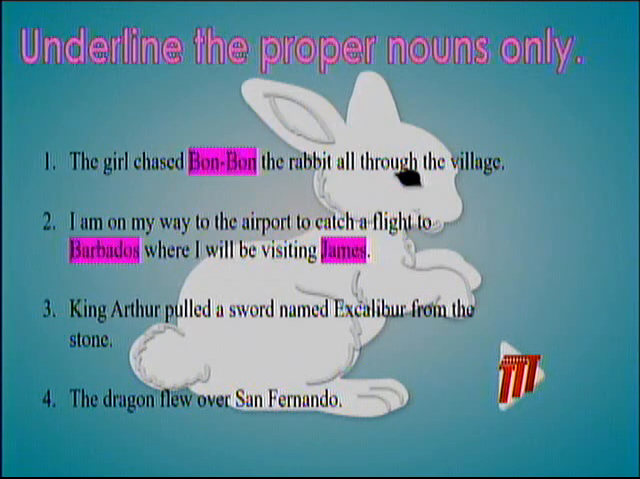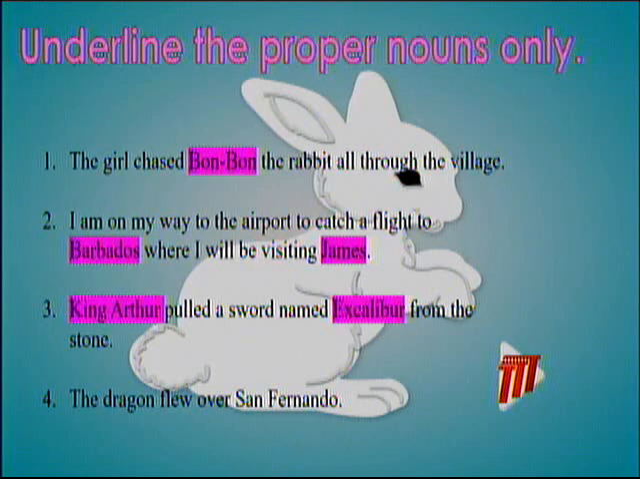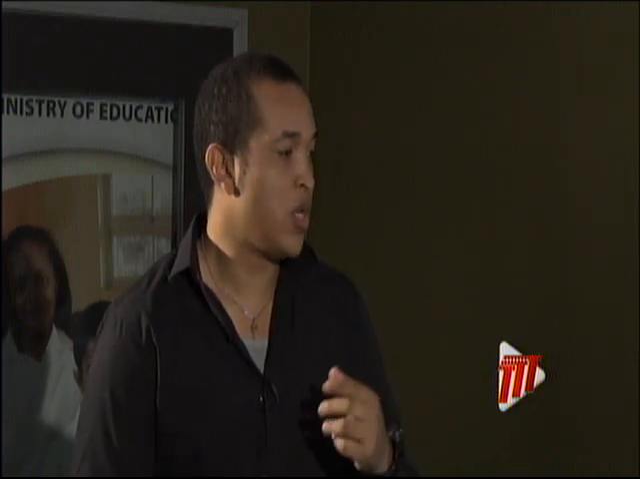Right. So number 2, I am on my way to the airport to catch a flight to Barbados, one specific country, where I will be visiting James. So you may be going to Barbados another time to visit Sally or Michael or Jeremiah. So you have to know who exactly you're visiting when you're going. Number 3, we have King Arthur. So there's one particular king, because you may have any number, pulled a sword named Excalibur. We know that a sword is a sword, but this one has a name, so it's one particular thing. From the stone: we knew from before that sword and stone are also nouns, but they are not proper nouns, so they won't be here.